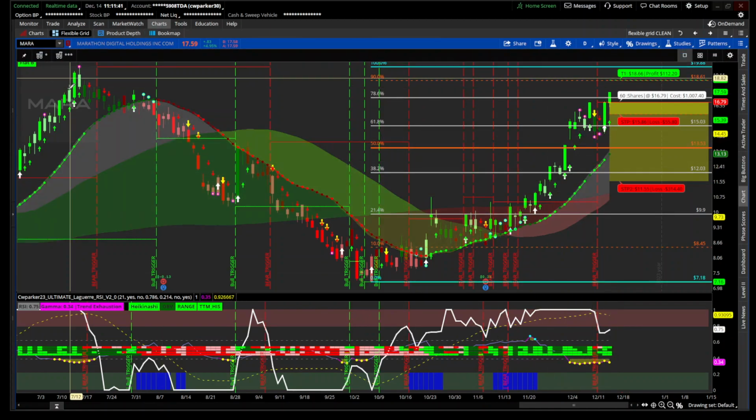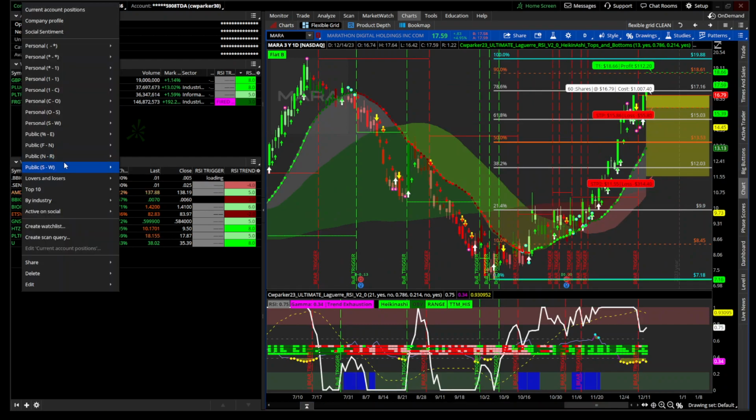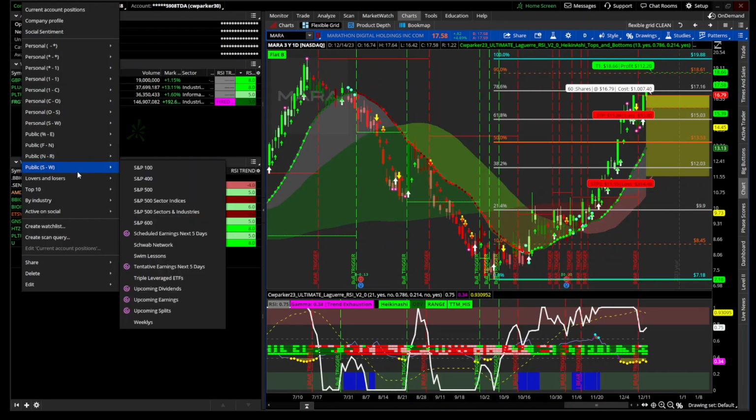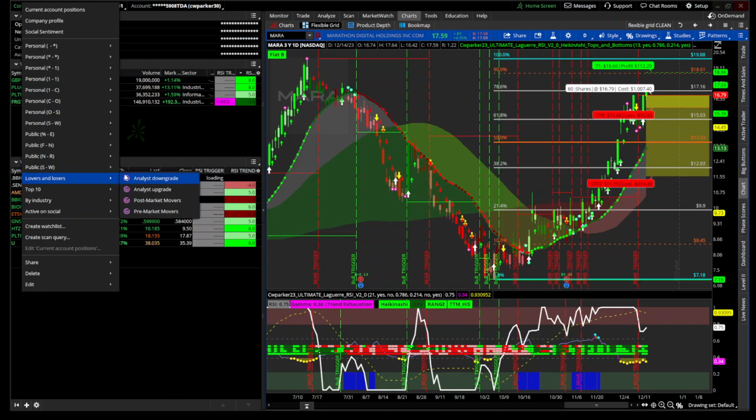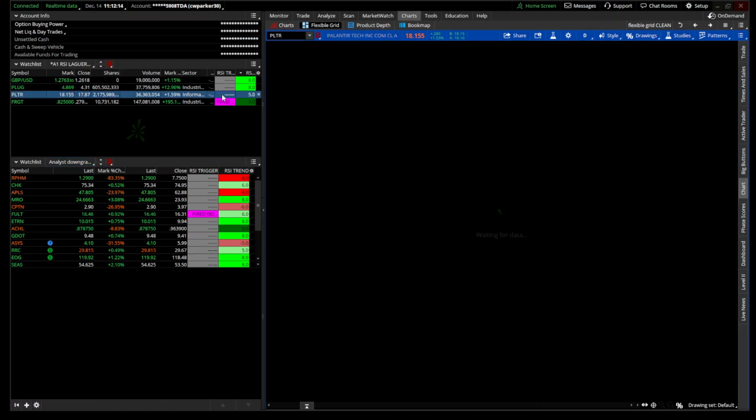So if we move, the other thing you're going to be able to get with this as well is the watch list column. So you have the RSI trend and you have the RSI trigger. So if the trigger right here, the bull or bearish trigger, happens, you'll be able to set the watch list, and you can see right here I have the Laguerre RSI. These are all the ones that actually broke, that triggered.